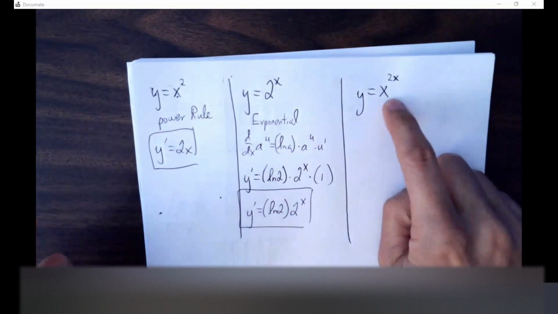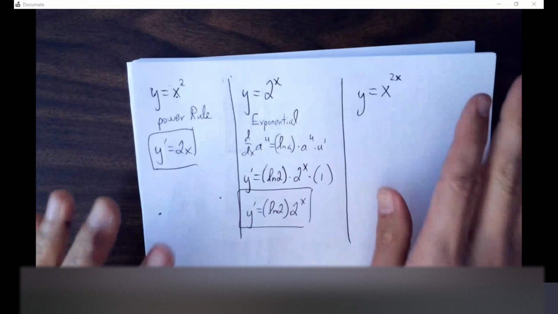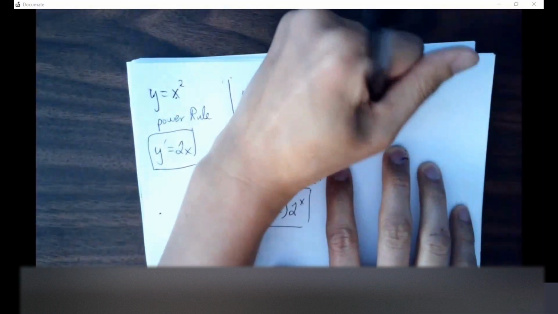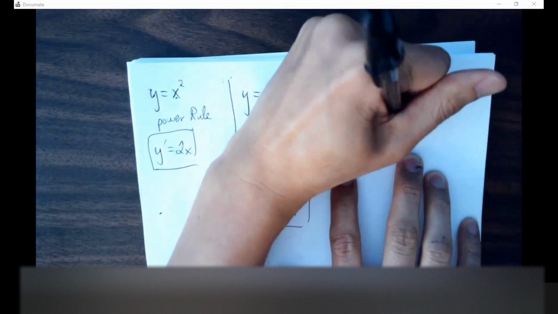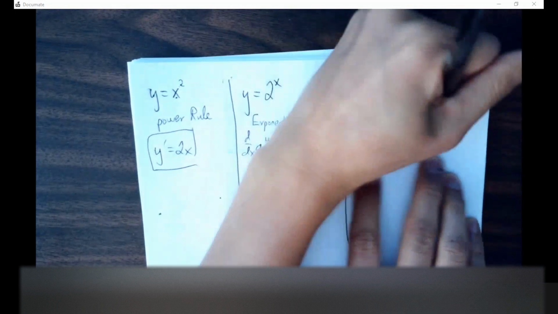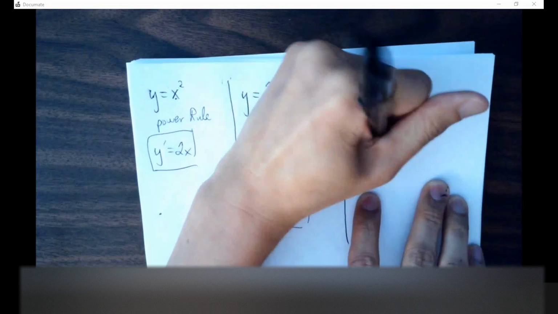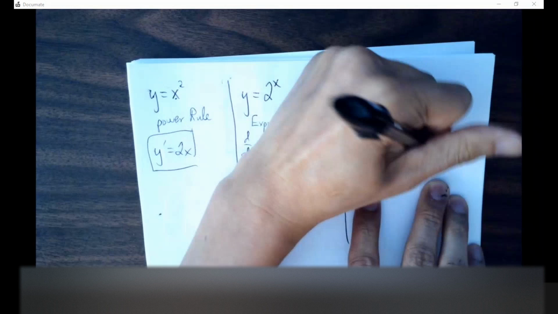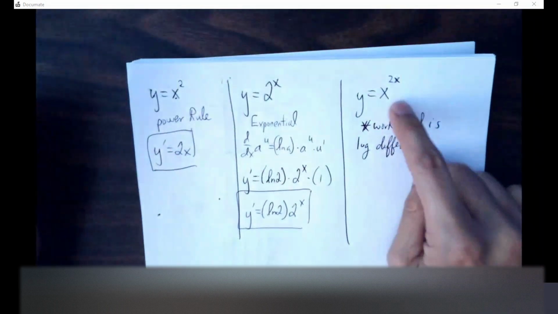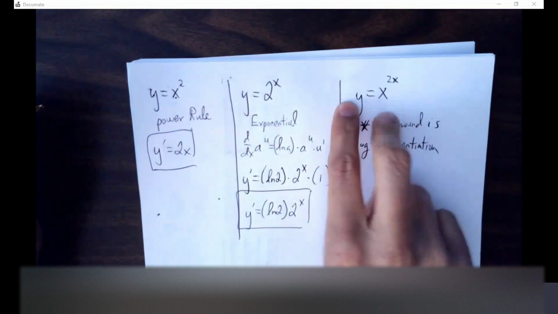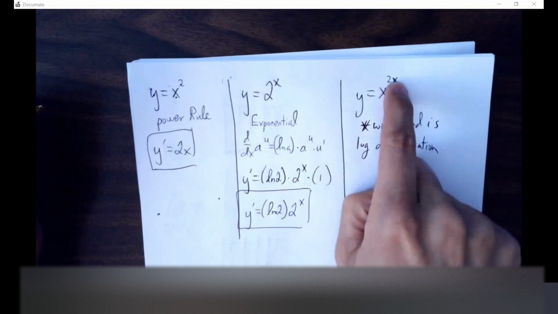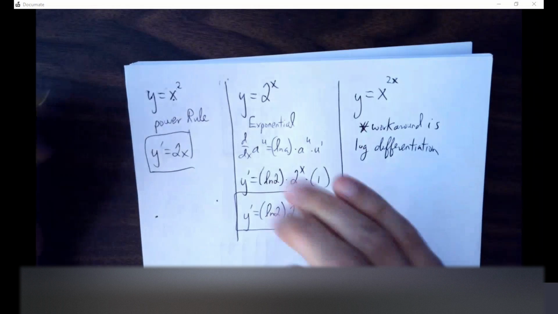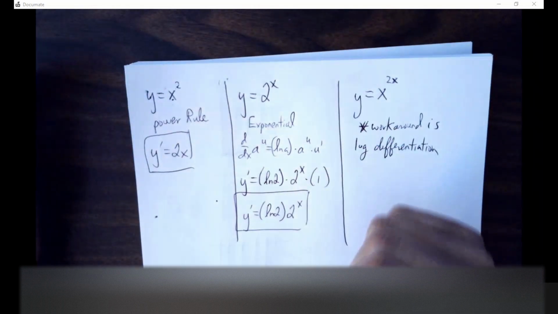Now, last scenario, x to the 2x. We don't have a rule for a variable raised to a variable. So our workaround is log differentiation. We don't have a rule that can handle a variable raised to a variable, but what if we introduce natural logs into this expression? Then we can bring that exponent down, and once that exponent comes down, we have a lot more options available to us in terms of derivative rules.